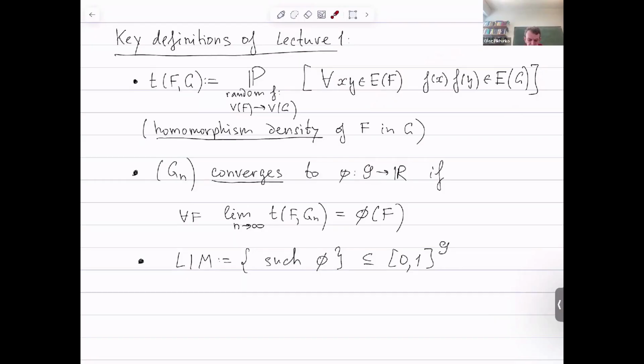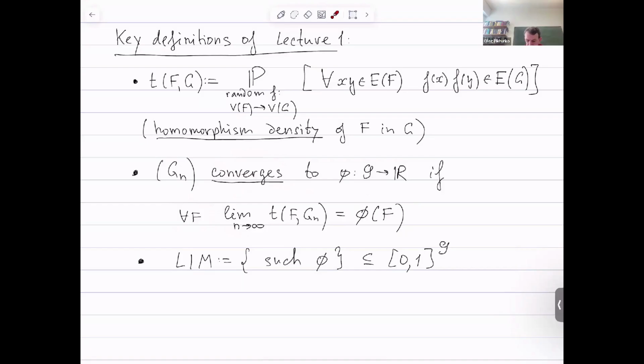And then we say you have a sequence of graphs. Whenever I write a sequence, I mean the numbers of vertices tend to infinity. And we say the sequence converges if for every fixed graph F, like a triangle or a path, if you look at its density, then it converges to some limit. We denote it phi of F. So for every F, you have this limiting value.